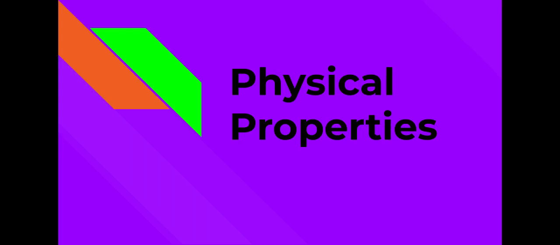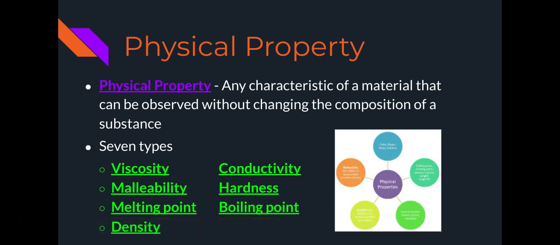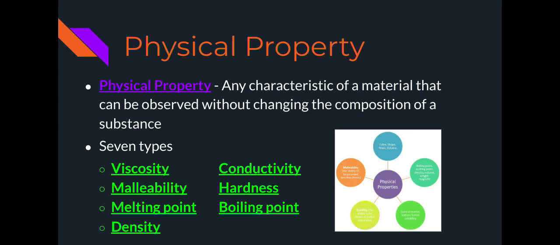I'm going to make a video about the PowerPoint over physical properties so you guys can review. So what is a physical property? A physical property is any characteristic of a material that can be observed without changing the composition of the substance. So in this slideshow, we have 7 different types of physical properties. We have viscosity, malleability, melting point, density, conductivity, hardness, and boiling point.